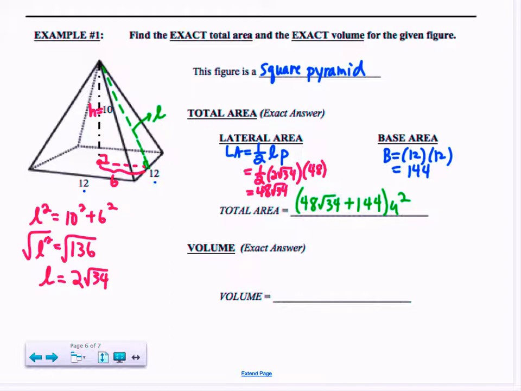Well, our volume formula is 1/3 base area times height. How much number crunching do I have to do here? Let's see. Do I know the base area? Why, yes. It's right here. It's 144. Do I know the height? Look at the picture. Aha! It's 10. This time I just got to plug the numbers in.